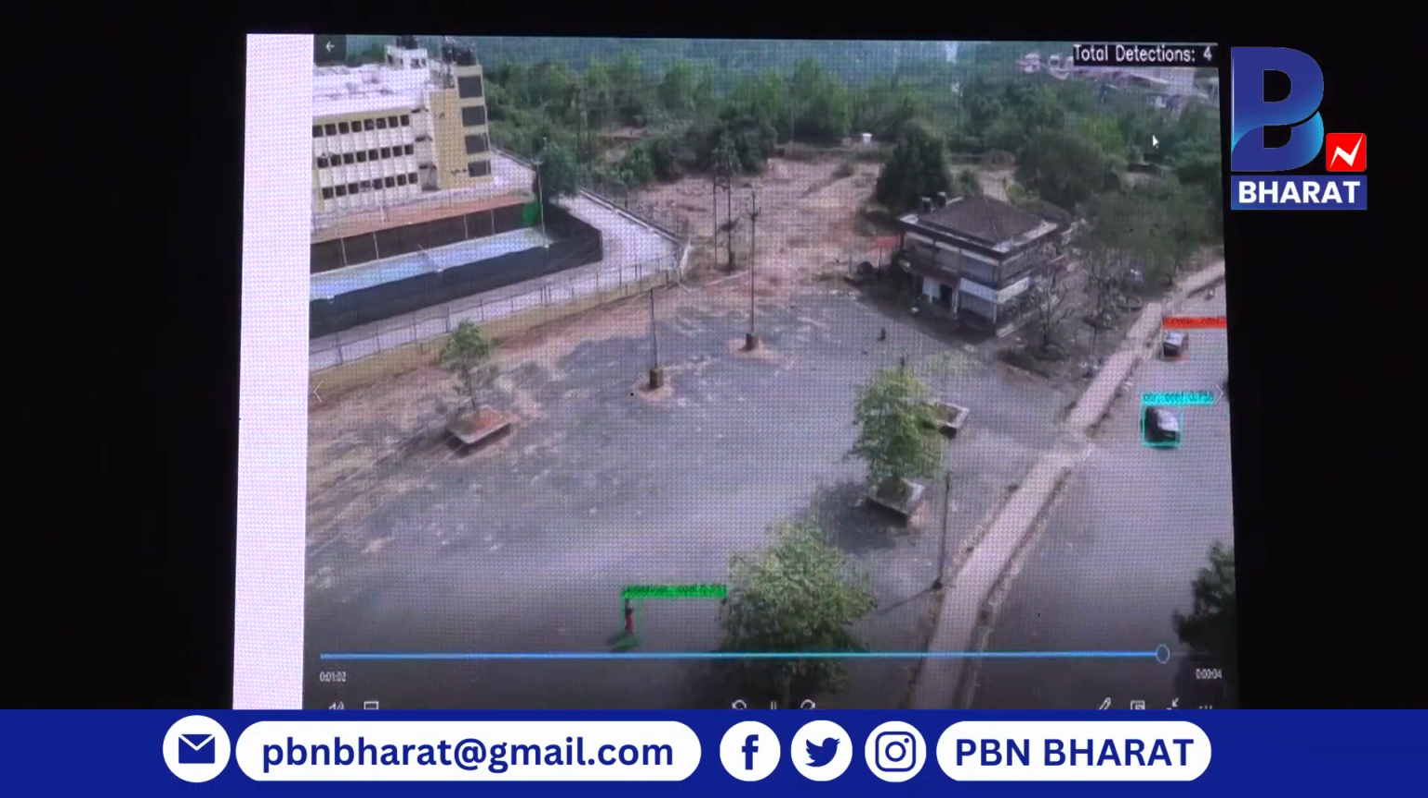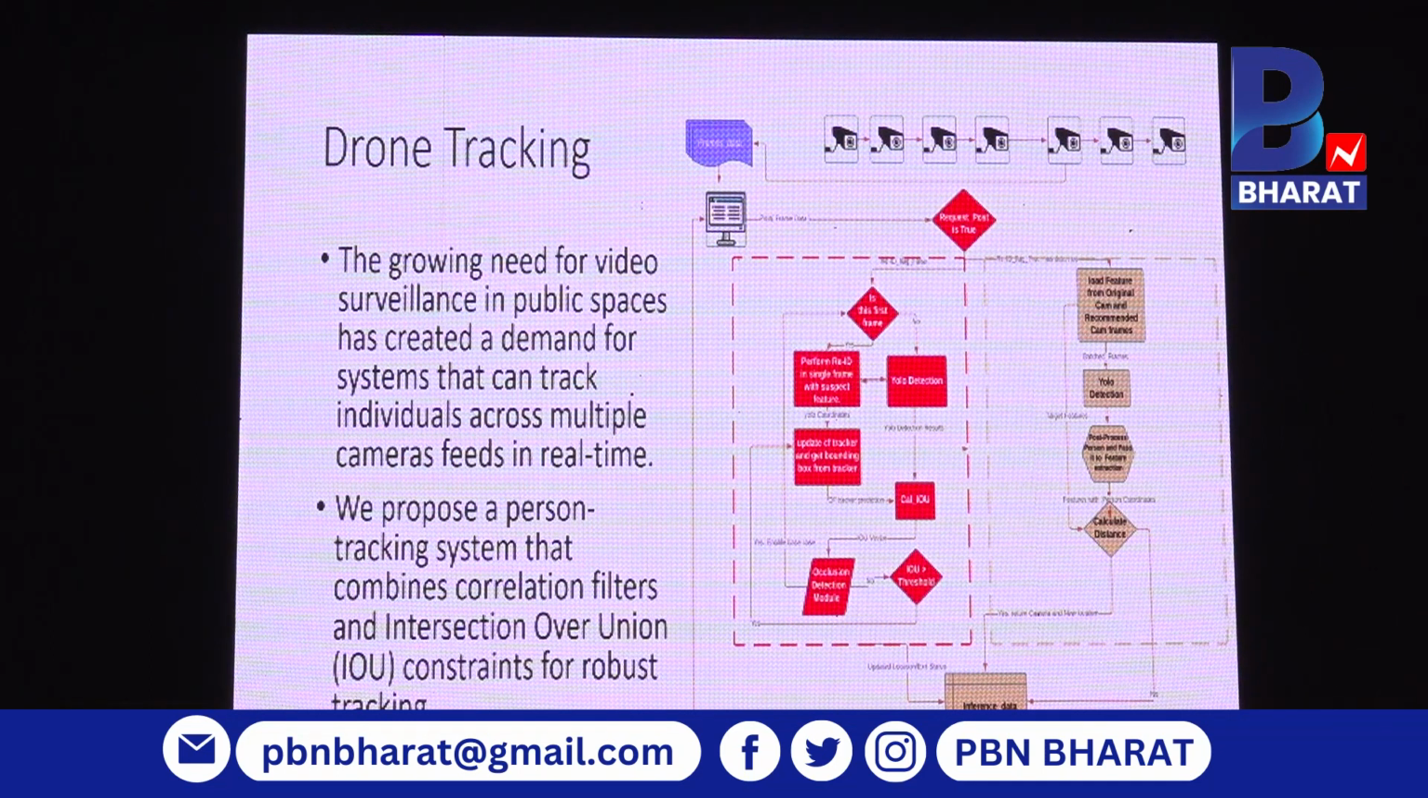We try to deploy it, and then we use the drone to track. There can be multiple drones, and if one drone has identified a suspected person, is it possible that the other drone can also track them, if they are away from the first drone's viewpoint? So that can also be used. Drones can be used for tracking. A person can be identified, and then the drone can be asked to track that particular person.